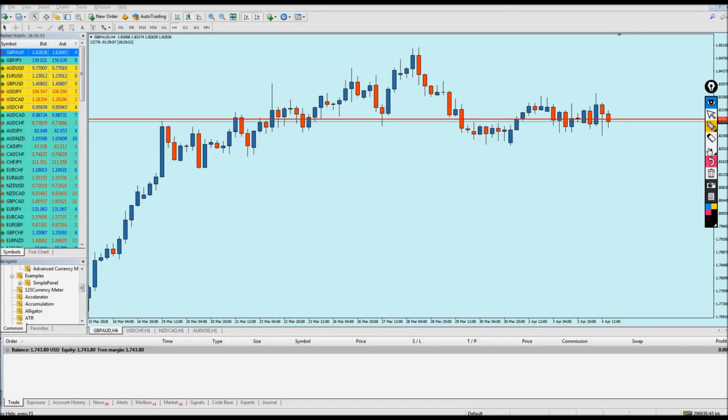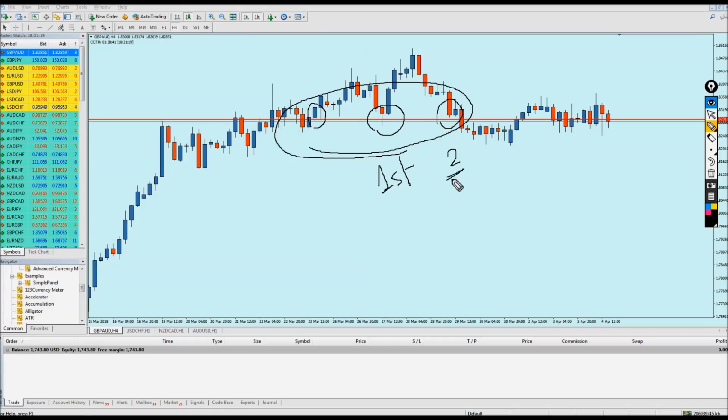As simple as that. And the answer is I always take the first or second attempt of any support or resistance. For example, look here at this support. We have the breakout candle here. Then after the breakout candle, we have attempt number 1 of the support and attempt number 2. Okay?